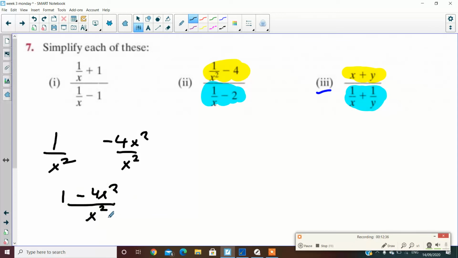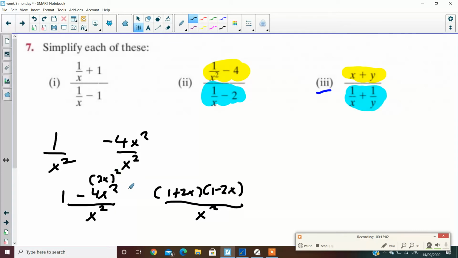Everyone on board so far? What else can I do to the top? Difference of 2 squares. So it's 1 plus 2x and 1 minus 2x. Is that what got people? You still know to do the difference of 2 squares there? Where that is actually 2x, 2b squared.